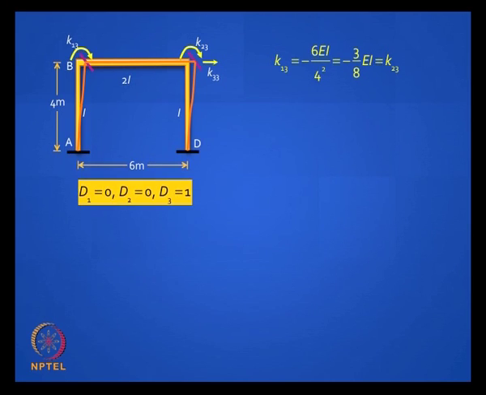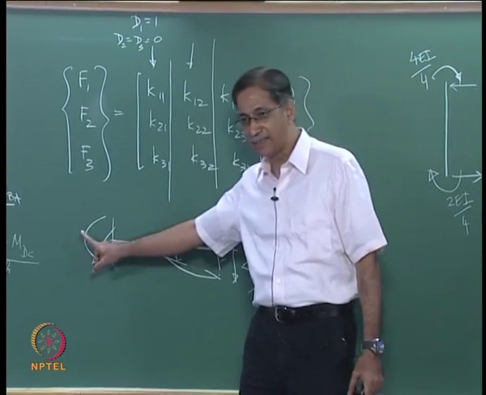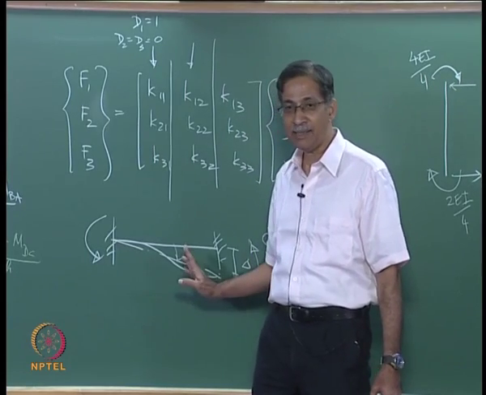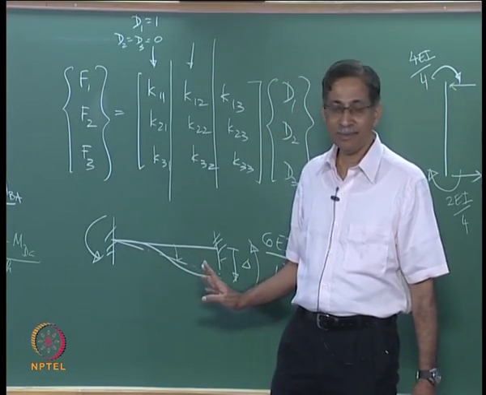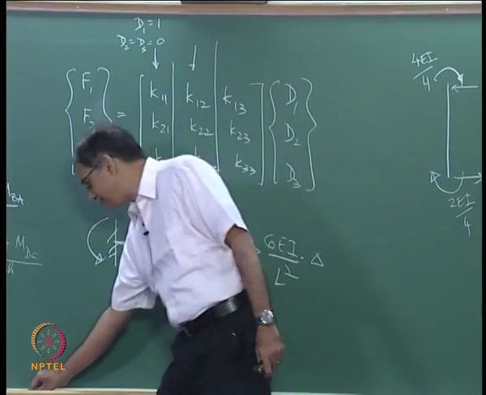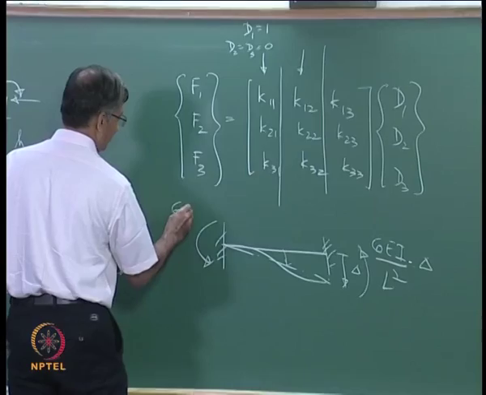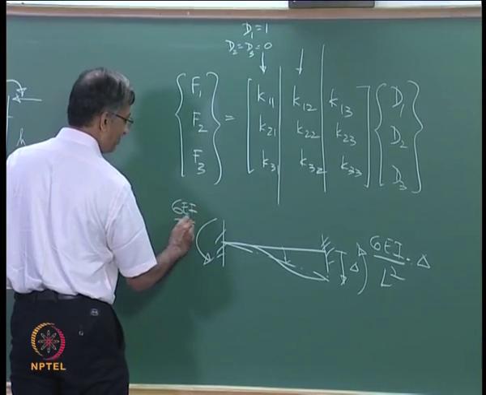How much will it be? So what are the shears you get here? This is 6EI by L squared, this is 6EI by L squared. The shear will be? Tell me the value. 3 delta by L cube. 3I delta by. Where did you get 3 from?